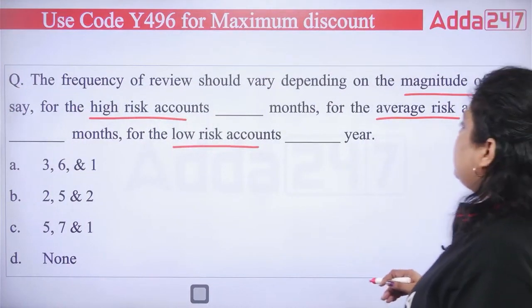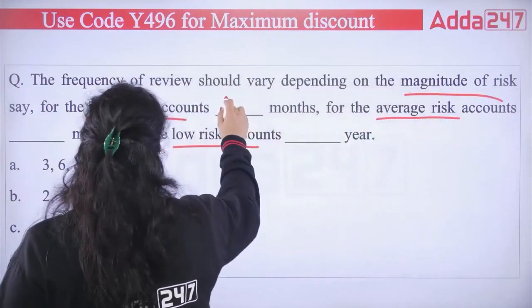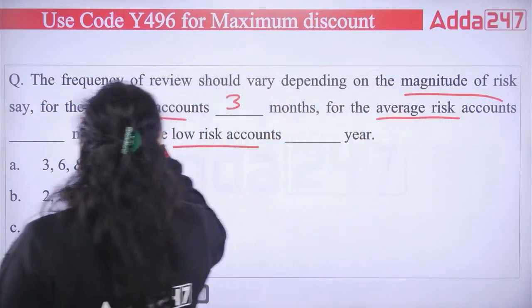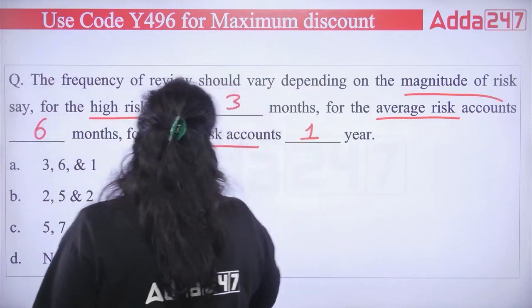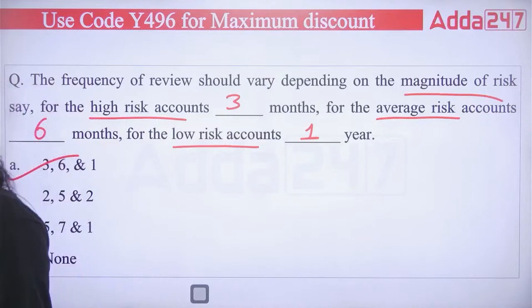An answer will be, for high risk account it should be 3 months, for average risk account it should be 6 months, and for low risk account it should be 1 year, and that's the right answer of your option A.